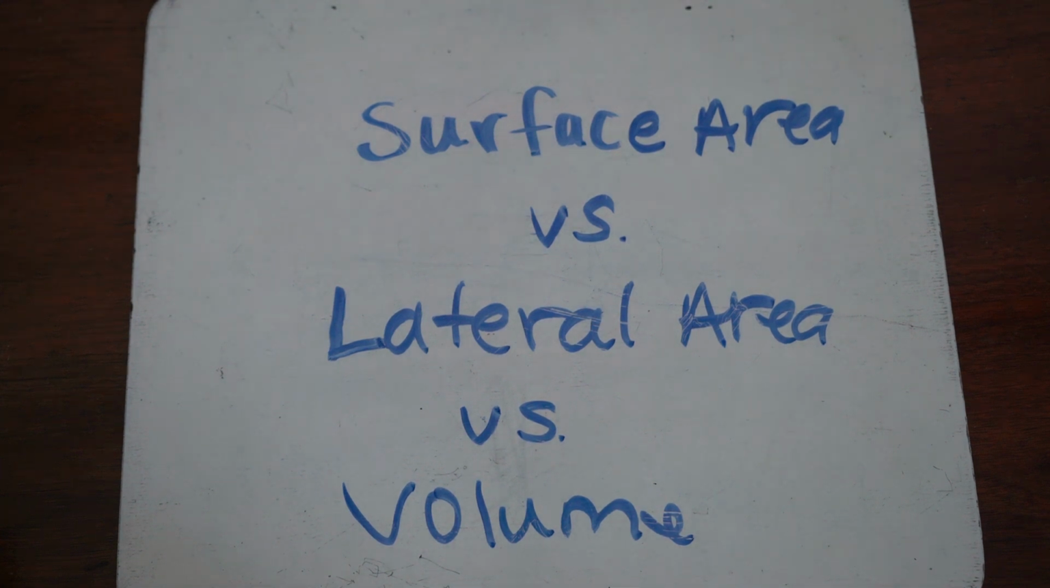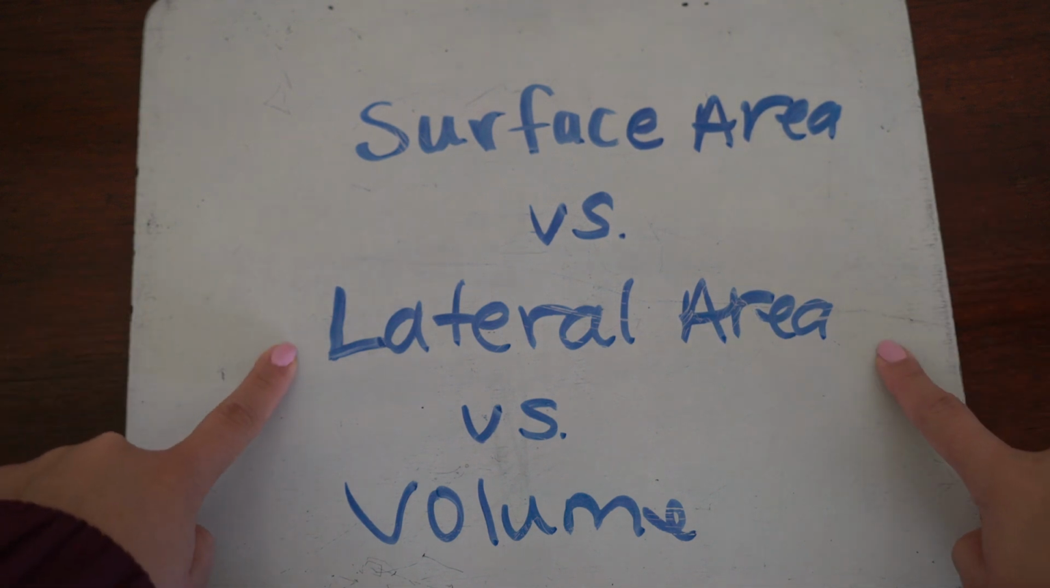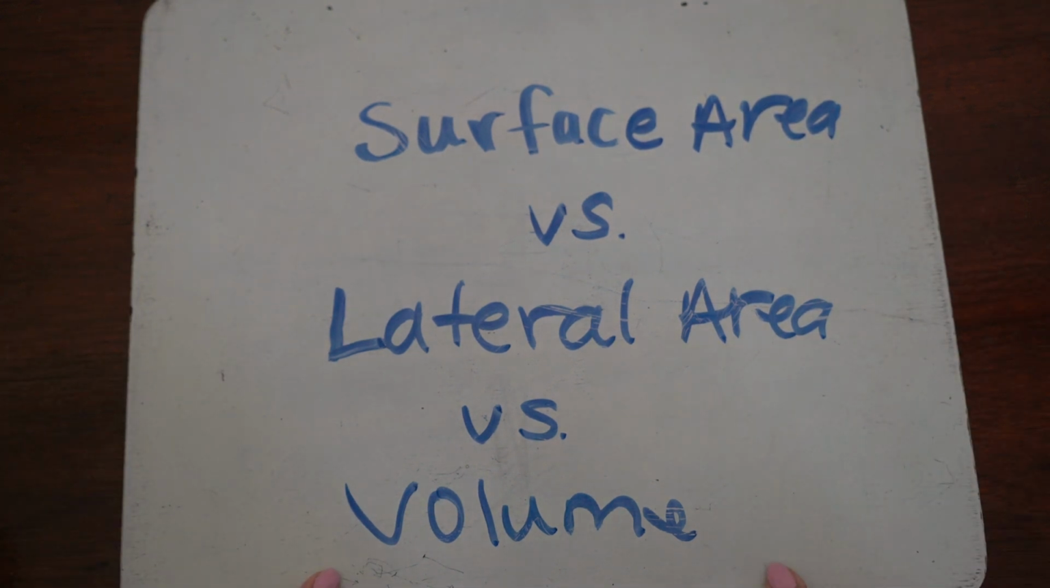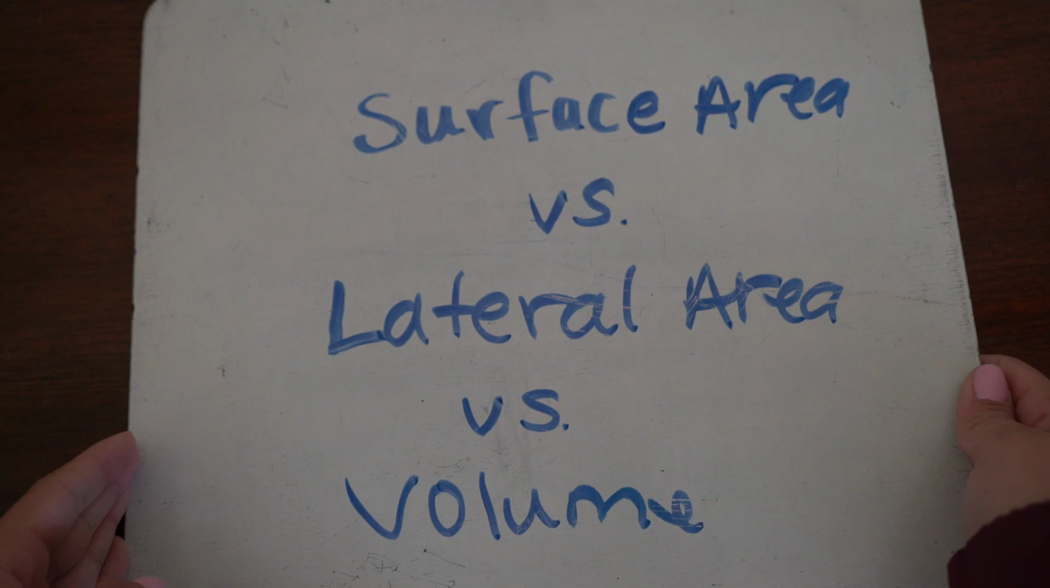In this video, we will be talking about the differences between surface area, also known as total surface area, lateral area, and volume. When we're talking about these three right here, we will be dealing with three-dimensional objects and three-dimensional figures. So before I go over what the differences are and show you some examples, first I want to give you the definition for surface area.